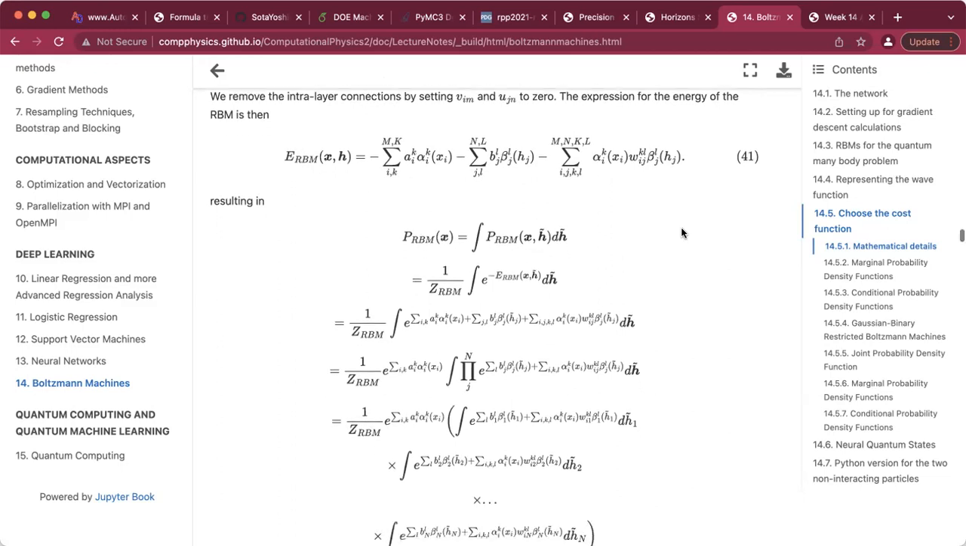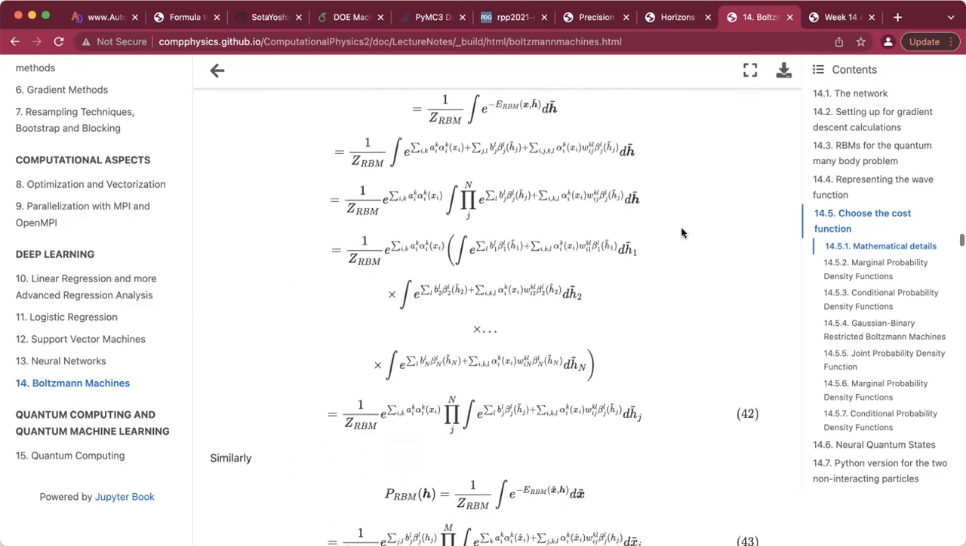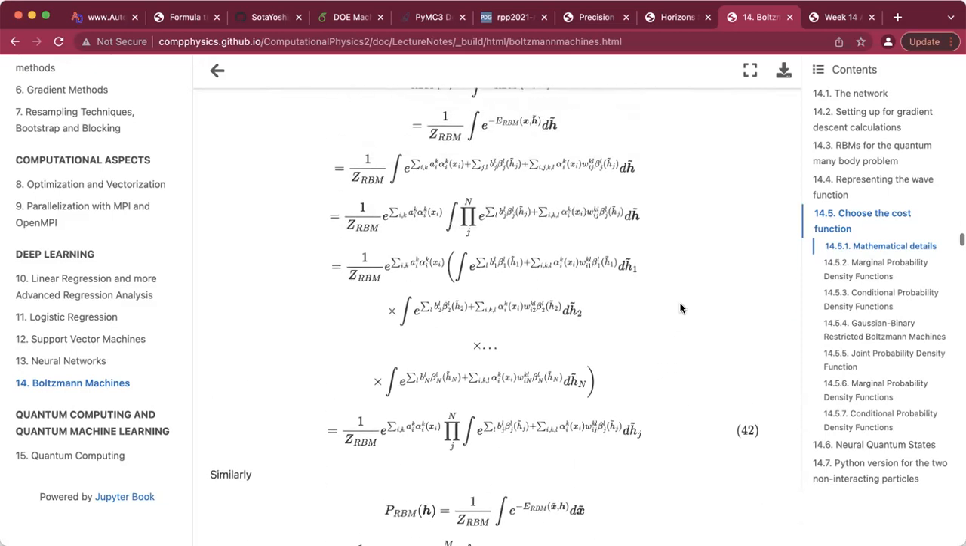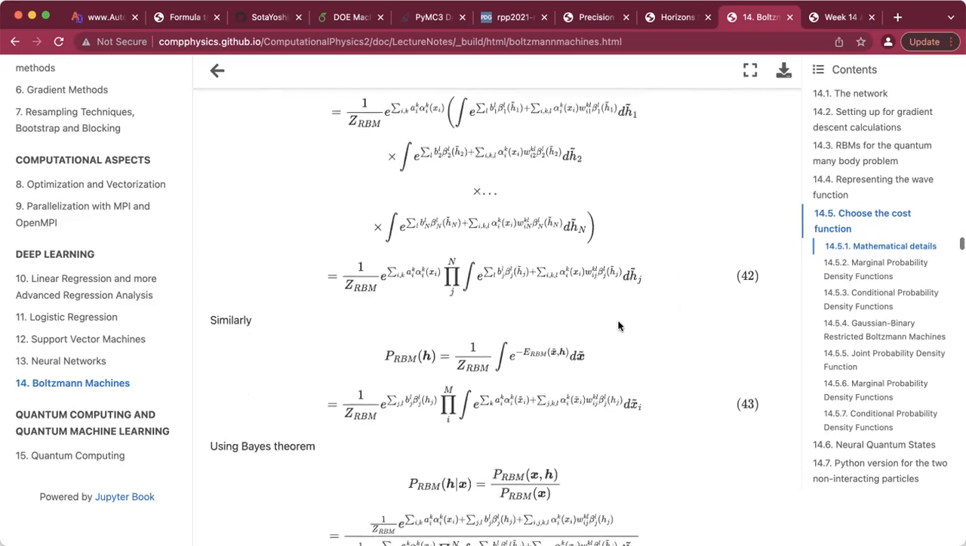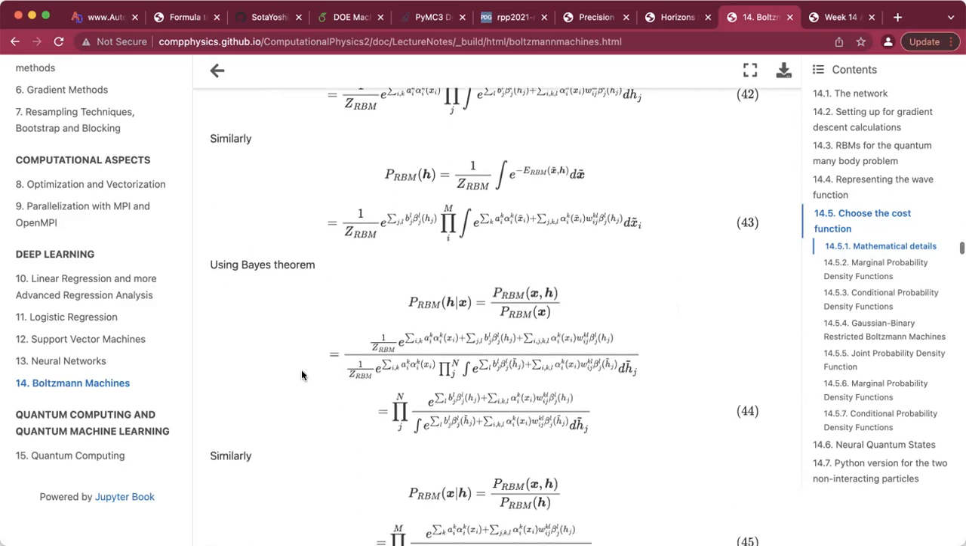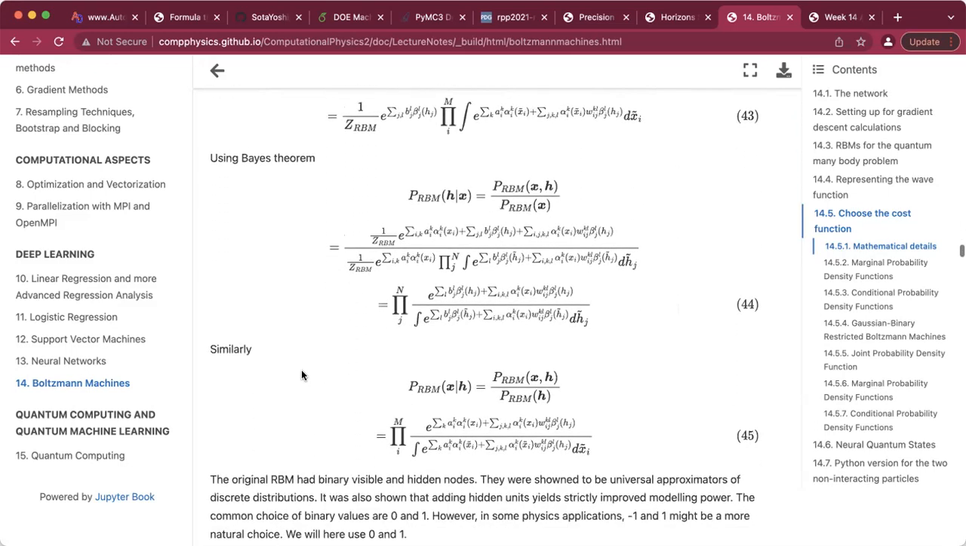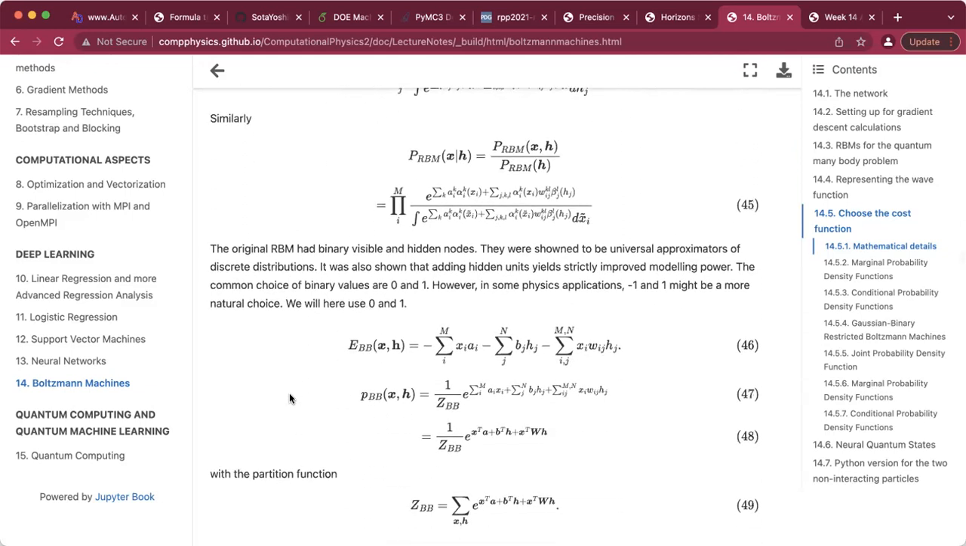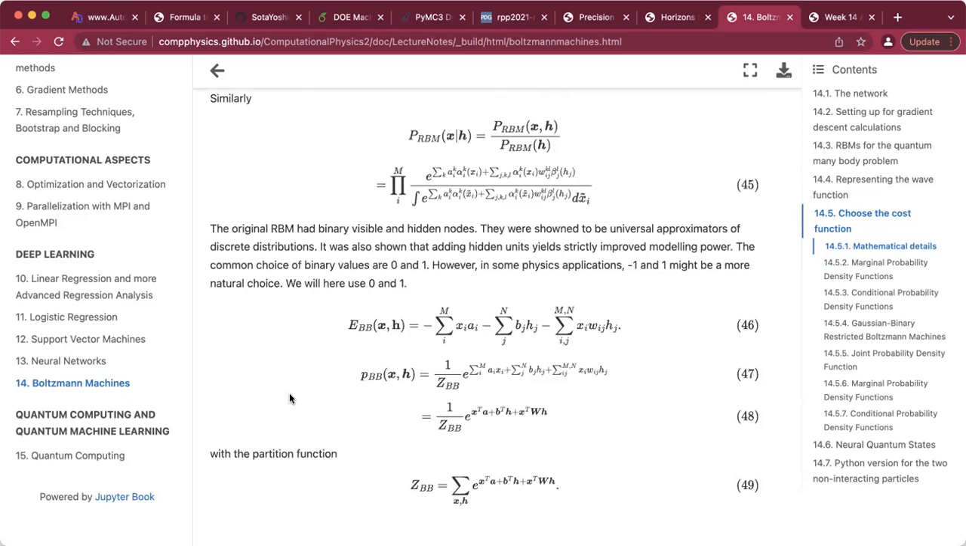And then what follows here is just a series of manipulations in order to show you how you reach the correct distribution which we need to implement. So you can also define different probabilities. You need also the reduced probability for the hidden nodes. You can also use Bayes' theorem. There are lots of small manipulations here, and I'm not going to go through this in all detail.